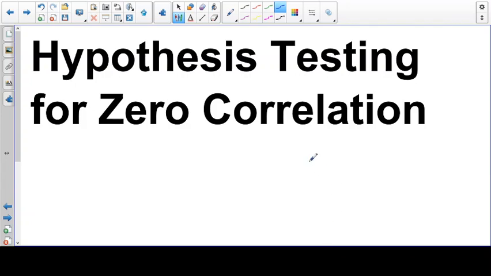Okay, so this is the last part of the Year 2 correlation and regression. In this section, we're going to look at hypothesis testing for zero correlation. Now, you'll have done hypothesis testing in Year 1. There's lots of different hypothesis testing, so don't think it's just going to be the same as that one. I'll explain, first of all, what a hypothesis test is, and then what we do when we're using it with correlation.